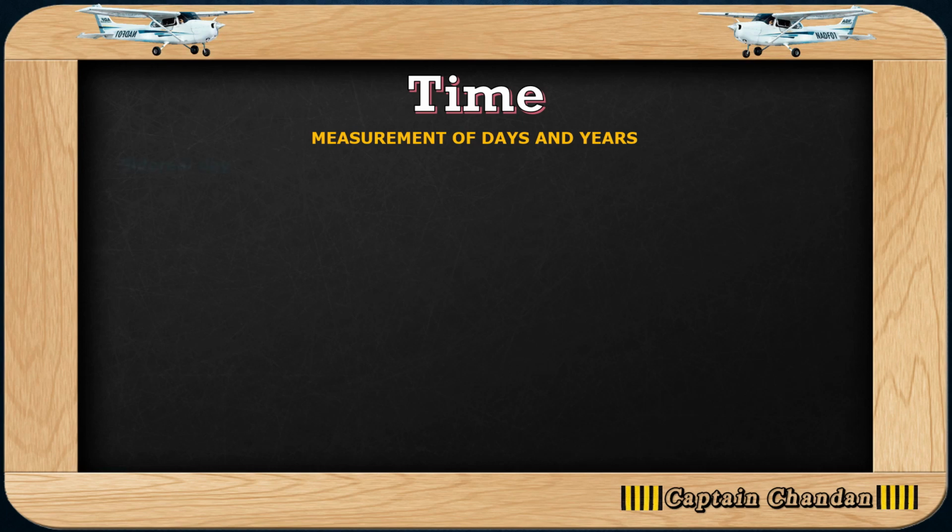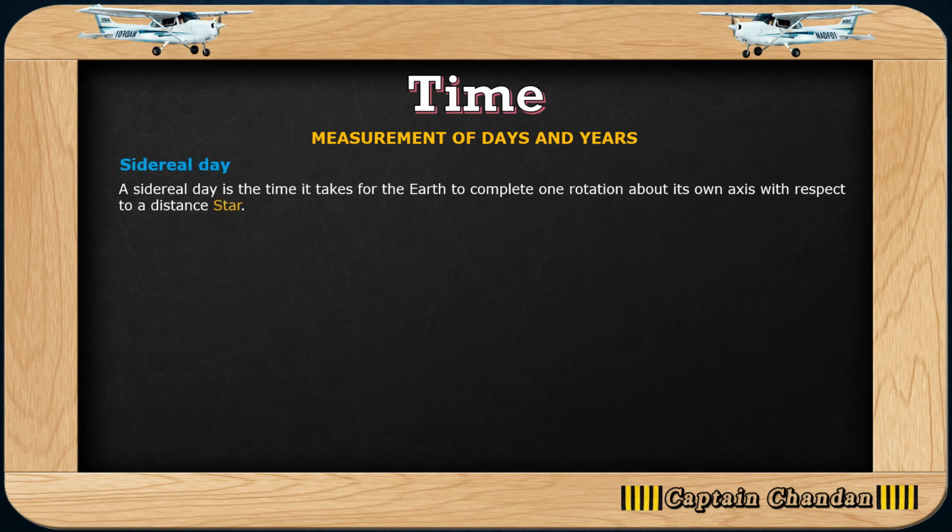Measurement of day and year. So we will talk about the sidereal day. A sidereal day is the time it takes for the Earth to complete one rotation about its own axis with respect to the distance from a star. It is approximately 23 hours 56 minutes.